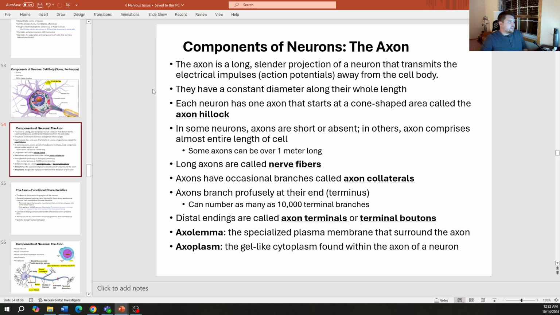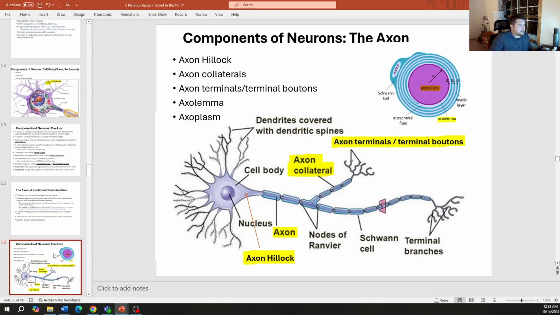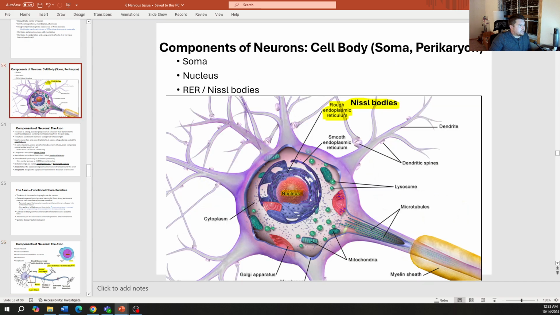So the axon is a long, slender projection of a neuron. It transmits the electrical impulses, which we also call action potentials, away from the cell body. They have a constant diameter, and each neuron has one axon that starts at a cone-shaped area called the axon hillock. So right here, this cone shape right there is our axon hillock.